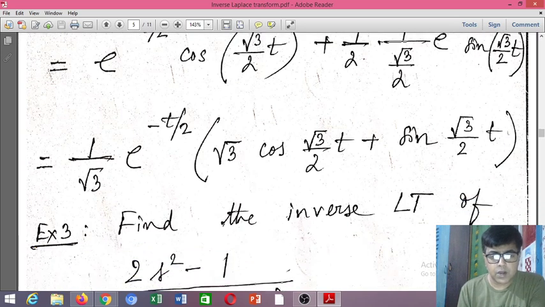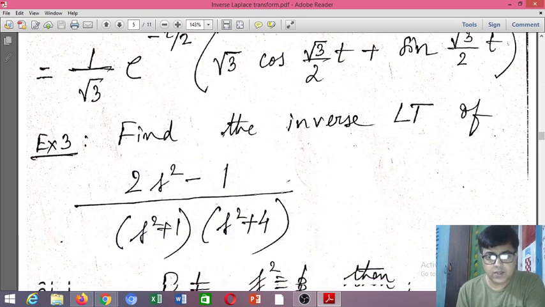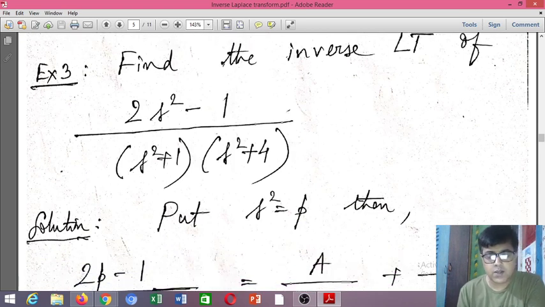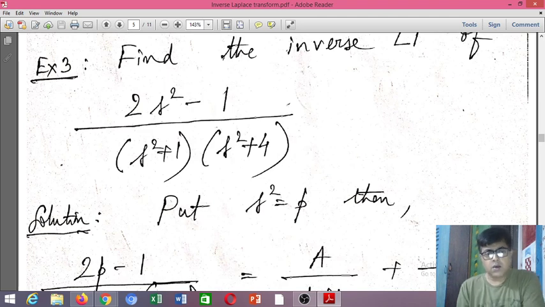Now coming to the third problem of today's discussion: find the inverse Laplace transform of (2s square minus 1) divided by (s square plus 1) into (s square plus 4). Now this function, the factors are already in the form s square plus a square, but they are in product form. We need to separate these two into different terms, and that can only be done using partial fractions. So partial fractions play a very important role in determining the inverse Laplace transform.